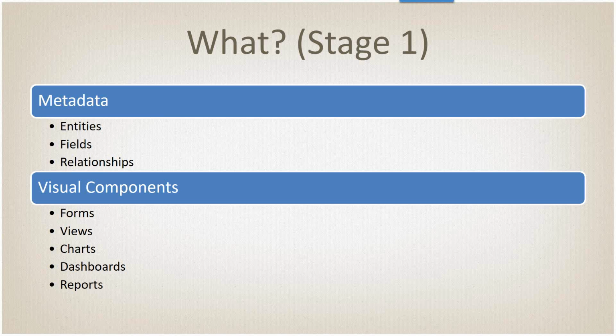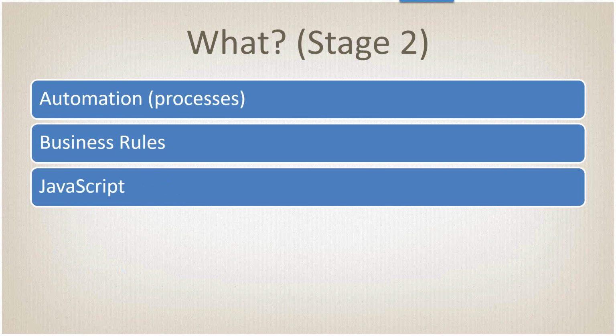So, the what of customization. I divide this into two basic stages. Stage one is customizing metadata. We have entities and fields and relationships between entities. We have visual components, which include the forms, the views, charts, dashboards, reports, etc. And then stage two, I divide into the more advanced things that we do. We have automation, which is processes, and there are several of those, of course.